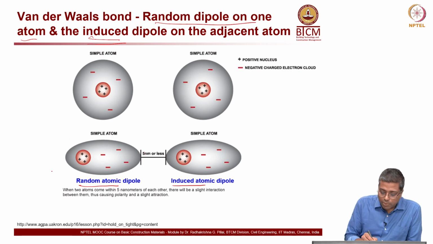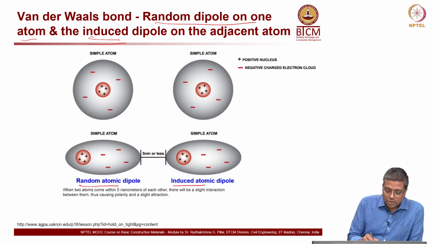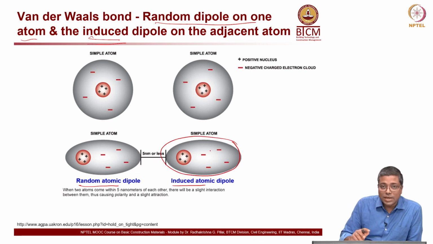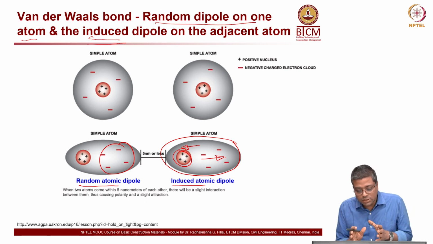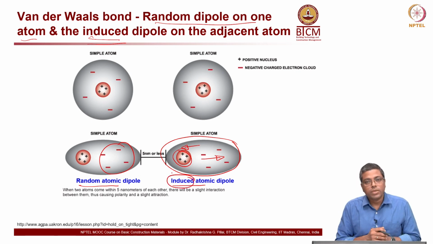Now, what will happen is, when this happens, the atom on the right side gets induced because now you have more negative charge here. This will have some influence on attracting all the positive charges to the left side on the right side atom. Because of this movement of the positive charge to the left, the electrons will move to the right side. So, this is induced dipole.